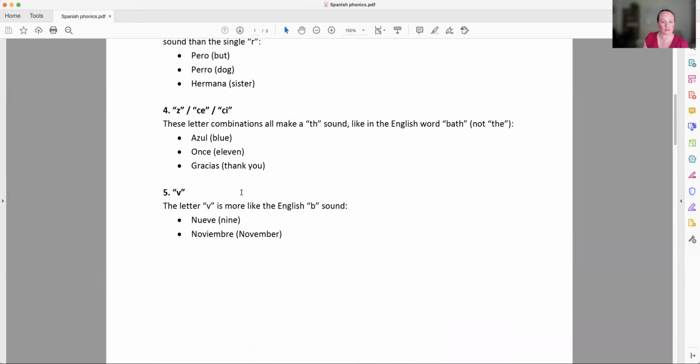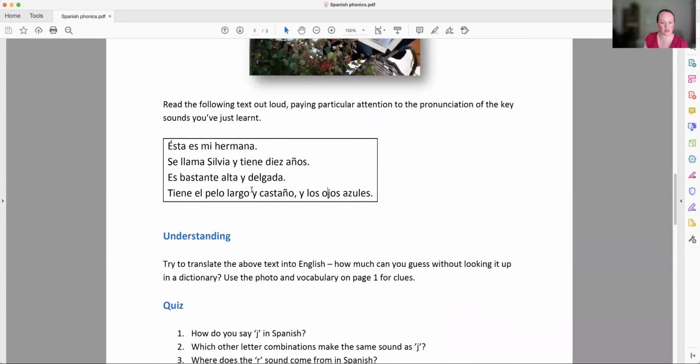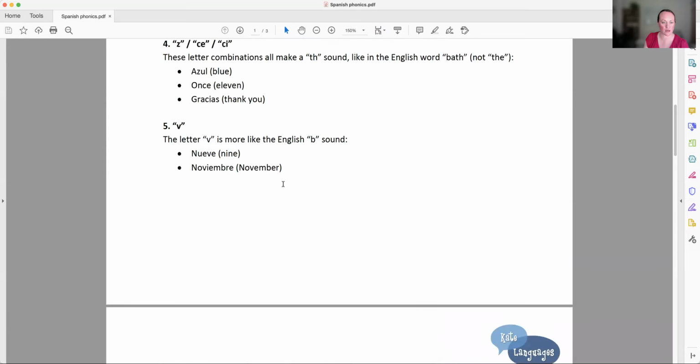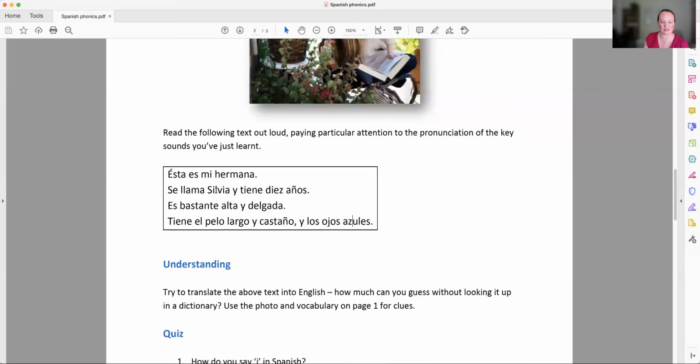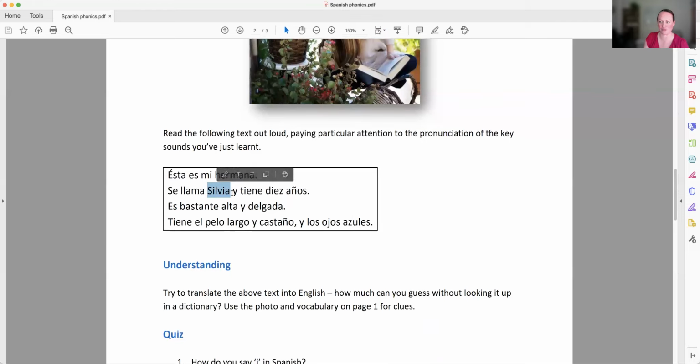The next sound we had was the th sound. So we have a couple here. So diez. So diez años. Tiene diez años. So even when it's at the end of a word, like I said, a Z is always a th. So even at the end of the word, diez, diez. And then we've got azules, azules, meaning blue. Which was our example above as well, wasn't it? Okay, and then also a B sound, like in Silvia. So the English would be Sylvia. In Spanish, Silvia, Silvia. So it's a B sound.